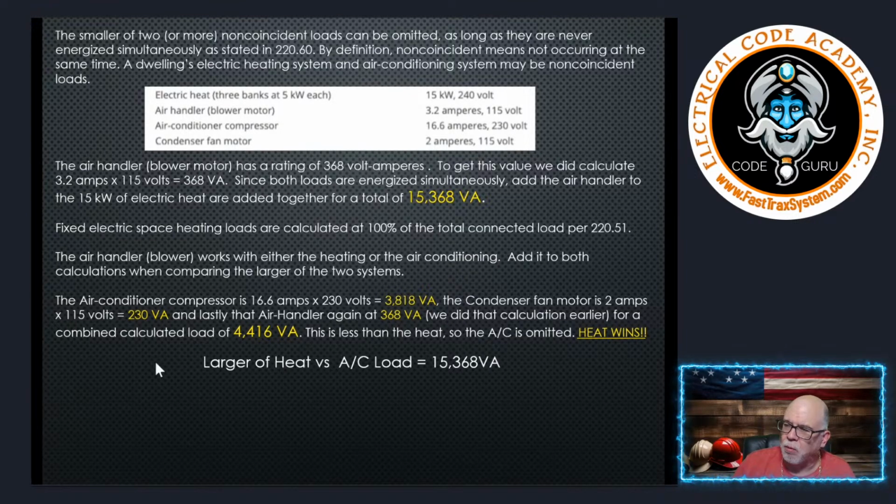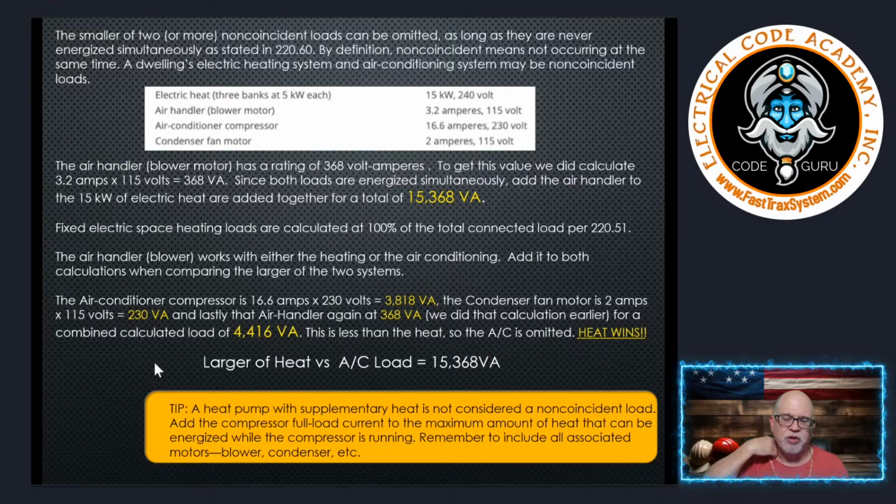All right, real quick, I want to talk about when you're dealing with a heat pump. A heat pump with supplementary heat is not considered a non-coincident load. So when you're adding this in, you simply add the compressor's full load current to the maximum amount of heat that can be energized while the compressor is running. Remember, it includes all associated motors, blowers, condensers, and all of that. Typically, you're going to go to that.